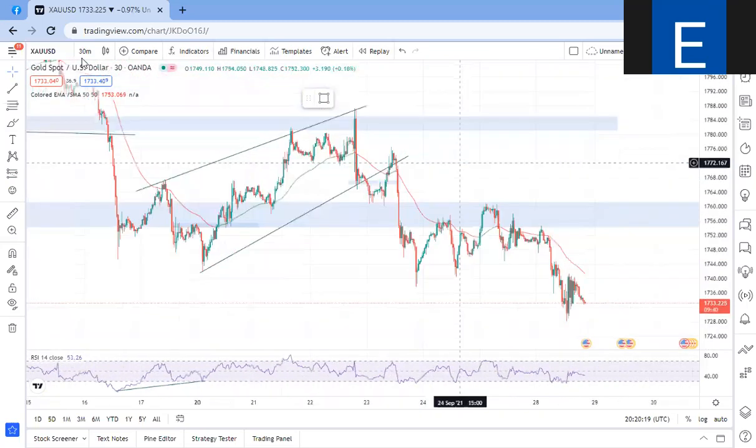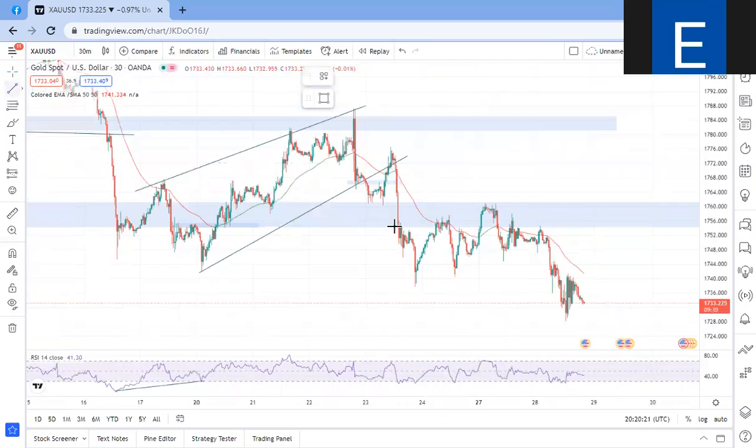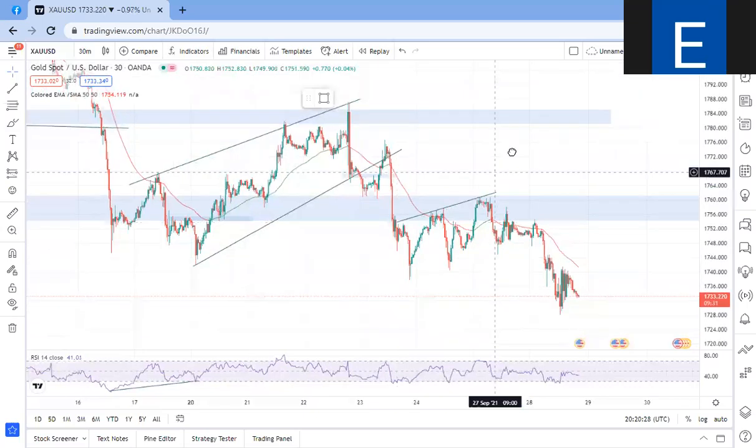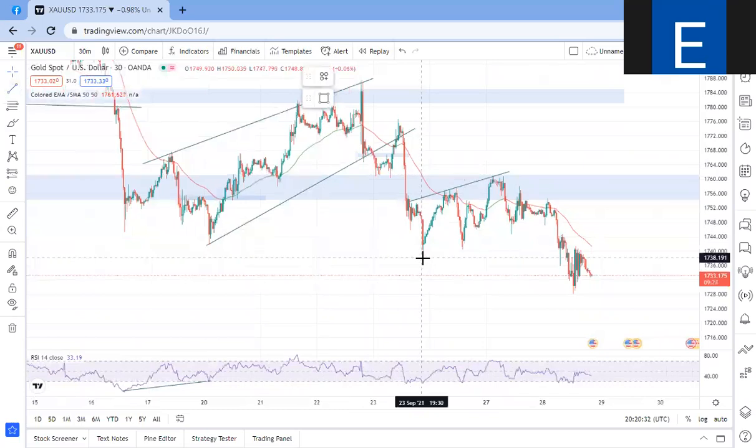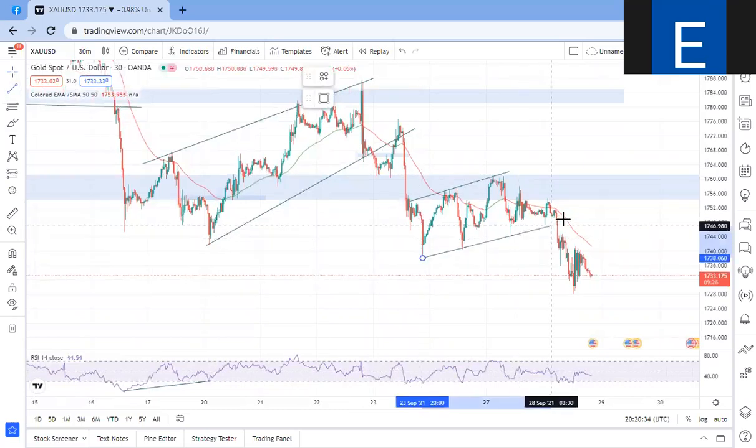So as you can see here, this market actually repeats itself. You can see here. You can see something else here. Once you've trained your eyes, these things are very easy to spot, most especially on gold.